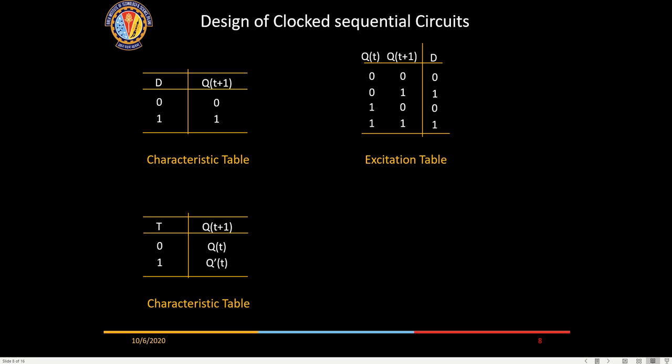Here Qt plus 1 does not depend. It is not like that. We are looking at the excitation table from a different point of view now. This is the present state, this is the output state which I require, and if I require these outputs, what should be the D value? So these are the D values. We are looking at it from the design point of view.